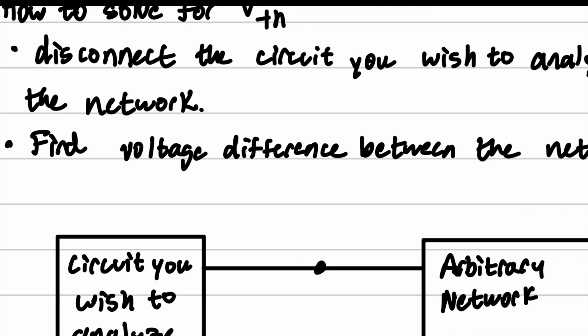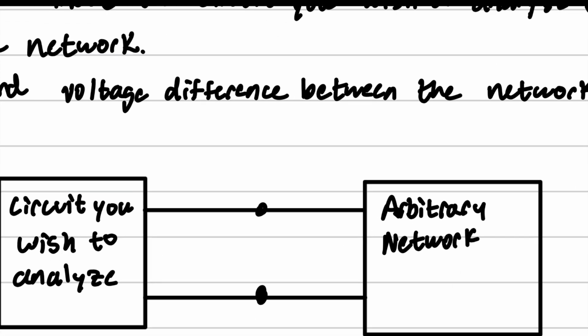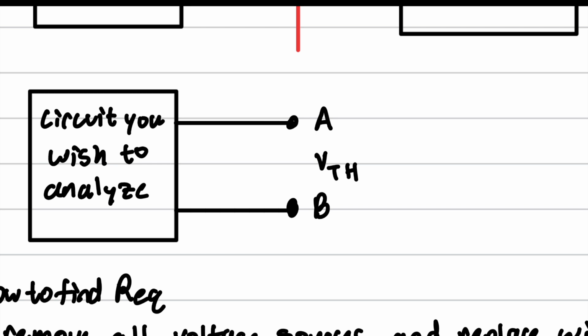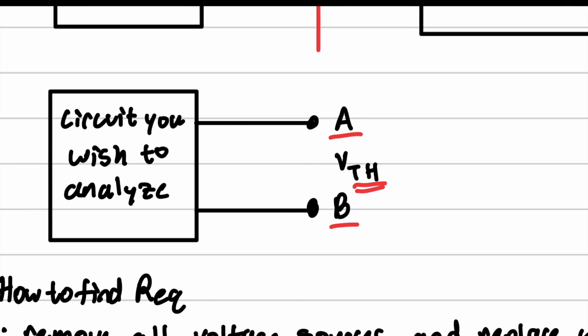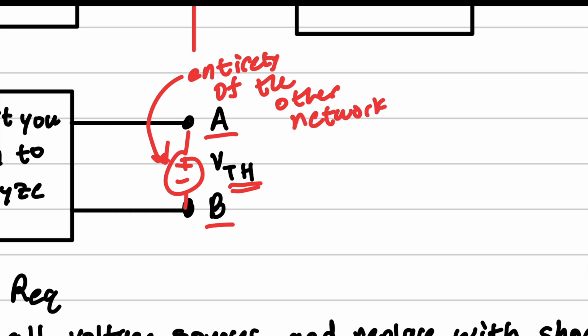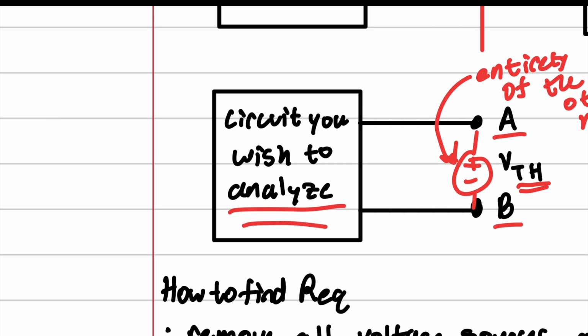Then we're going to find the voltage difference between the network terminals. So when we cut this up, we're just going to have terminal A and terminal B, and we have to find the voltage difference between them. Effectively, you could think of it as some battery between the two, and this battery is just the entirety of the other network. And now you can safely analyze this.